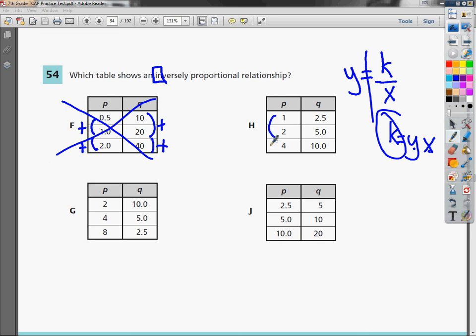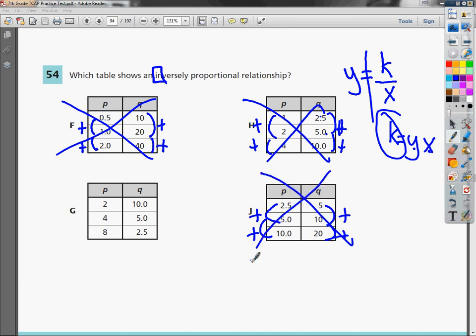H, going up, going up, going up, going up. And you always go from top down, so these are all increasing, so that's out. J is the same way. J, 2.5 to 5 is an increase. This is another increase. On this side, goes up again. All these are showing increase on the left and increase on the right, so they are not inversely proportional because they probably are proportional.